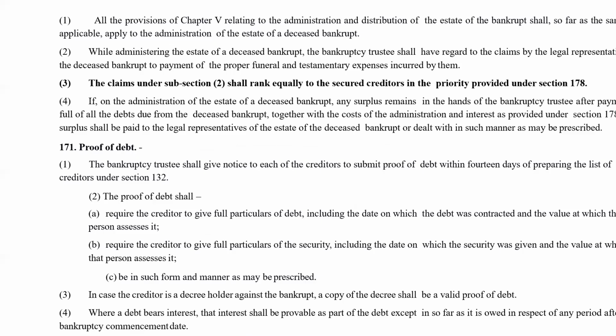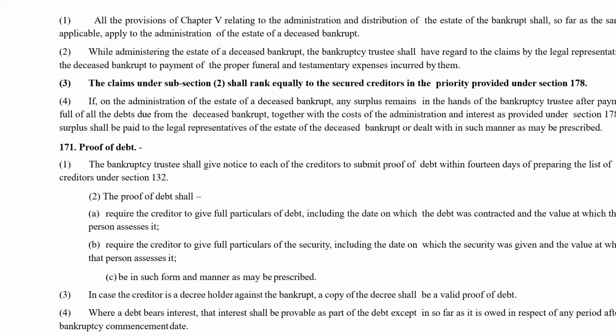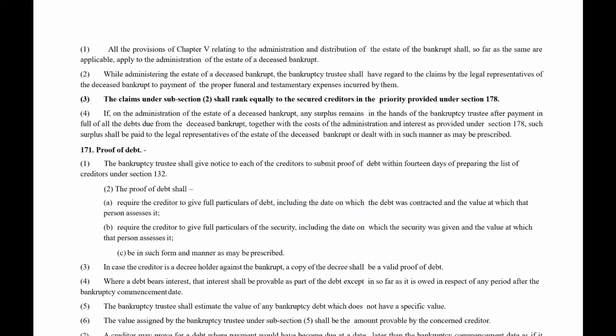All the provisions of chapter 5 shall, so far as the same are applicable, apply to the administration of the estate of a deceased bankrupt. And while administering, regard shall be had to the claims regarding proper funeral and testamentary expenses. This we have seen yesterday also. So they will be pari passu with the rights of secured creditors. The claims under subsection 2 shall rank equally to the secured creditors in the priority provided under section 178.